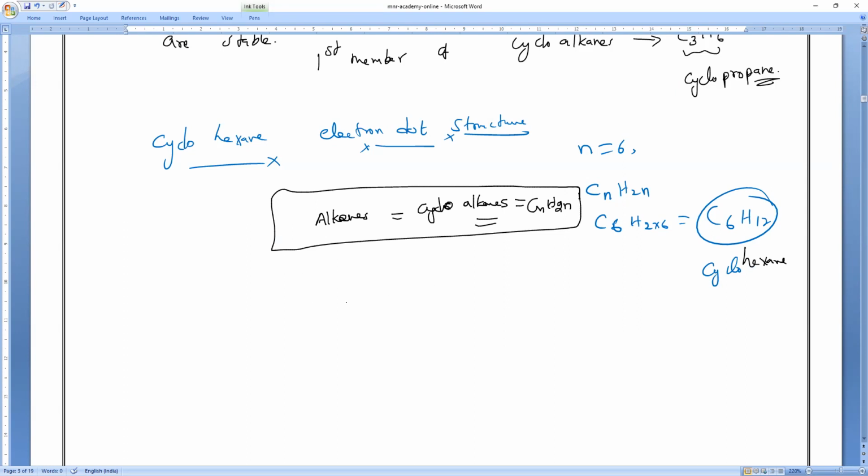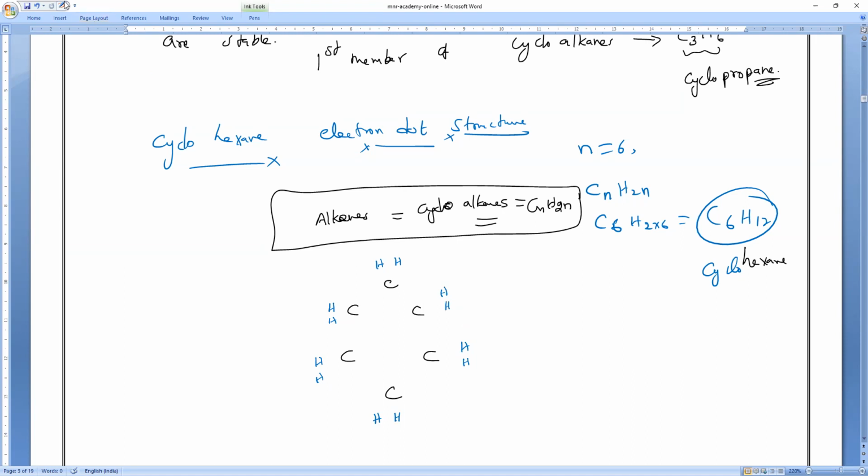Now, if I draw the electron dot structure, there are totally 6 carbons: 1, 2, 3, 4, 5, and 6. Each carbon has how many hydrogens? 6 carbons and 12 hydrogens. Noted, 6 carbons and 12 hydrogens.